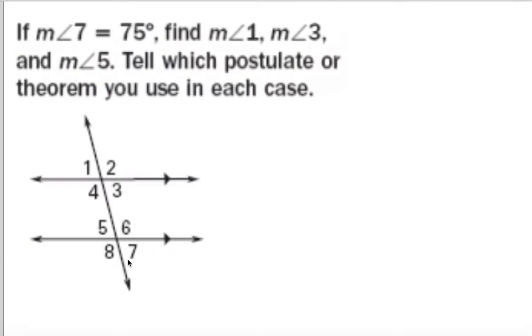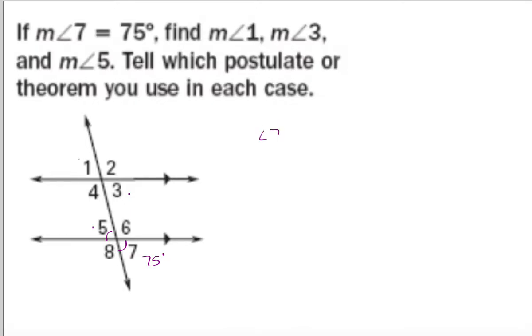So here we're going to use some of these rules. It says if measure of angle 7 is 75, so I'm going to go ahead and put 75 down here. It says find angle 1, 3, and 5. So we're trying to find 1, 3, and 5. Tell which postulate or theorem you use in each case. So I could find angle 5 right now. That's the one I spot the fastest because it's the vertical angles.